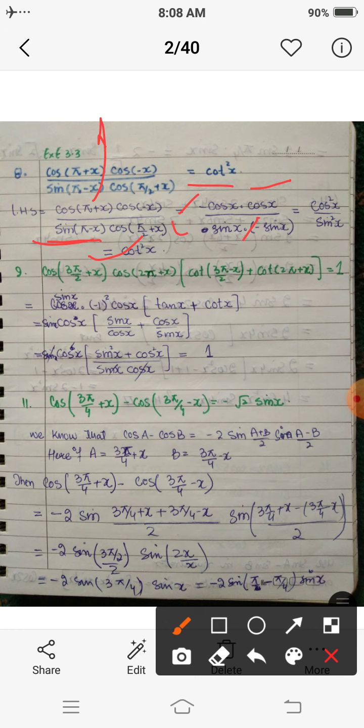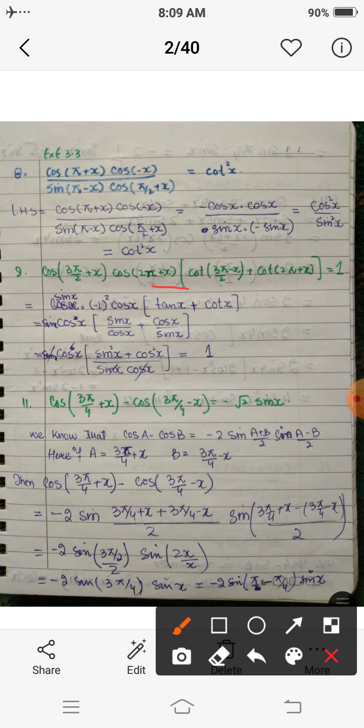Now another one is this identity: cos(3 pi by 2 plus x) into cos(2 pi plus x) into cot(3 pi by 2 minus x) plus cot(2 pi plus x). We have to prove that the value of this is 1. Now here cos(3 pi by 2 plus x) is simply sin x, and cos(2 pi plus x) is minus 1 raised to power 2 into cos x, and cot(3 pi by 2 minus x) is tan x, and cot(2 pi plus x) is cot x.